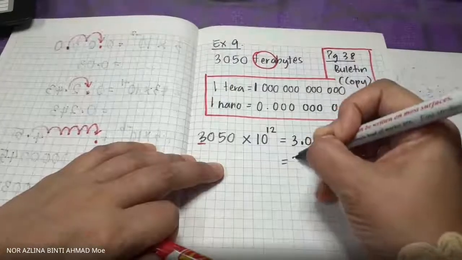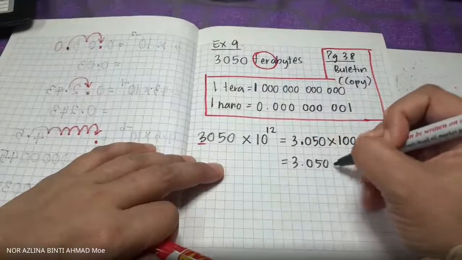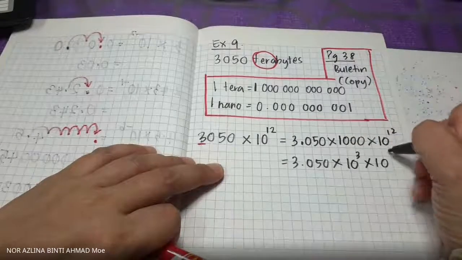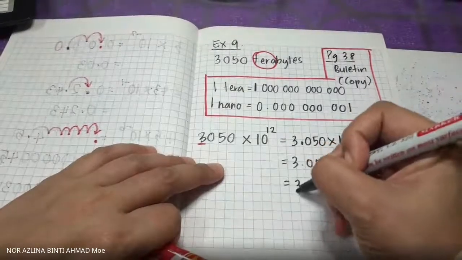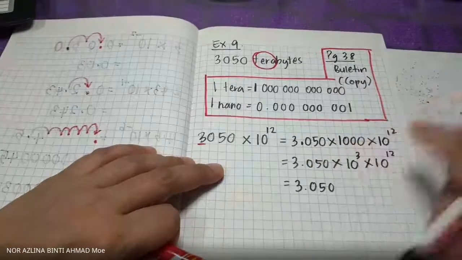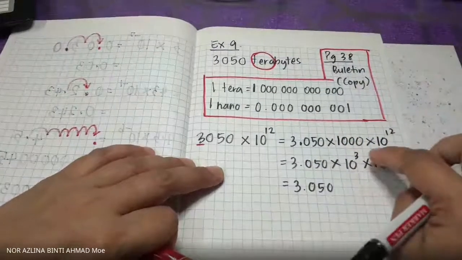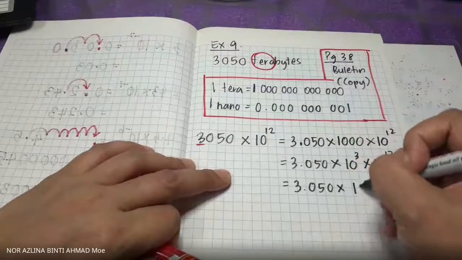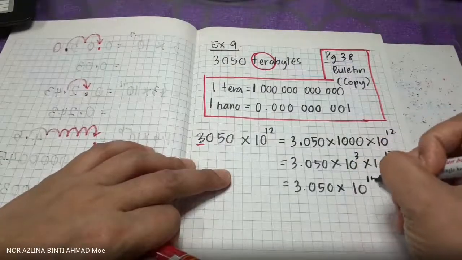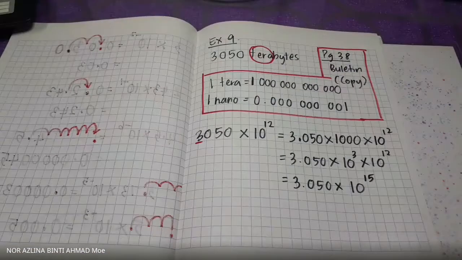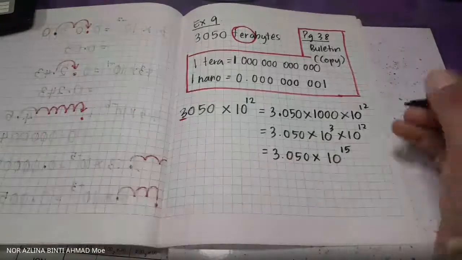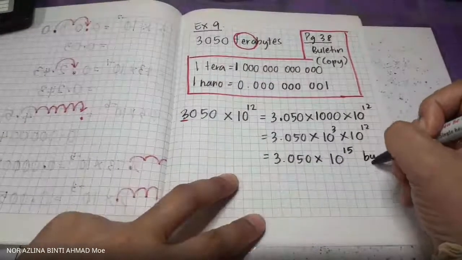So now 3.050 multiply 10 to the power of 3 multiply 10 to the power of 12. Now this is in indices. When the bases are the same, the powers will add. So 10 to the power of 3 plus 12 is 15. And this is byte, the unit byte.